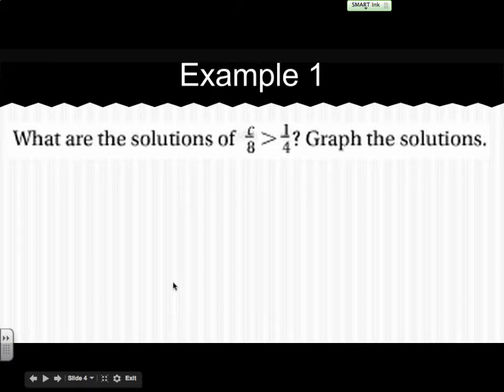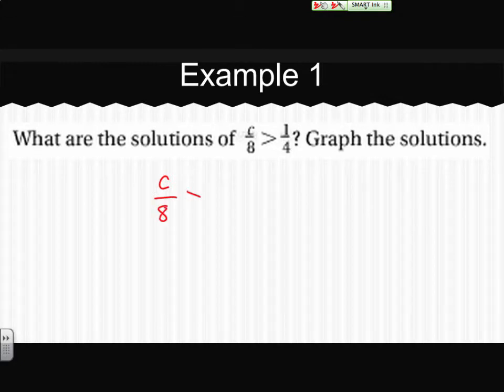Okay, it says what are the solutions of c over 8 is greater than 1/4? So I'm going to rewrite this. C over 8 is greater than 1/4. So I'm going to multiply both sides by 8 to get c all by itself. 8 cancels out on this side, so now I have c is greater than 1/4 times 8 is 2. Notice I didn't flip the inequality because I multiplied by a positive number.